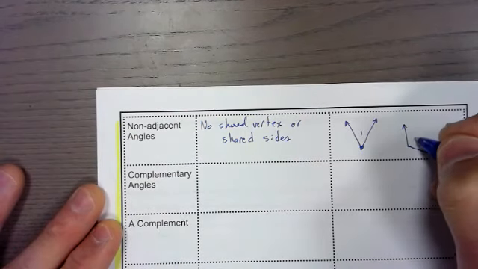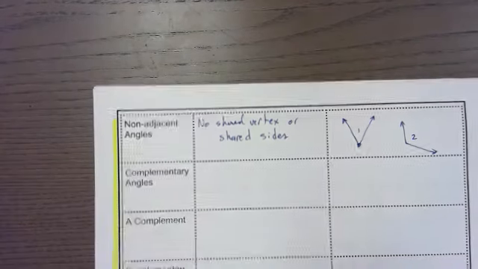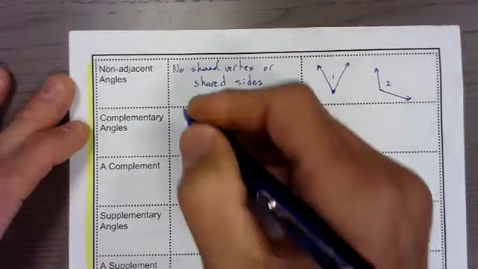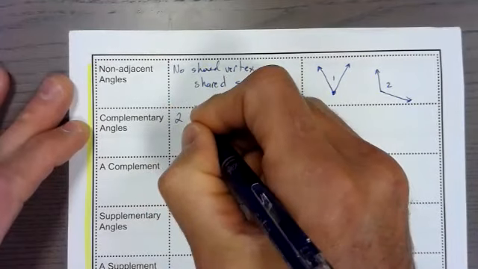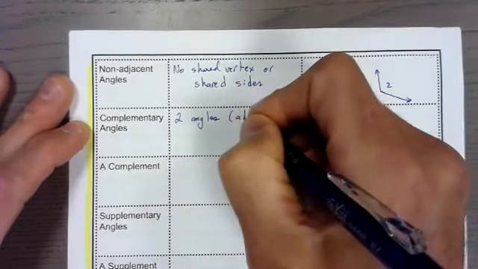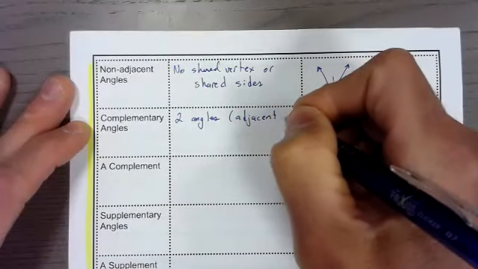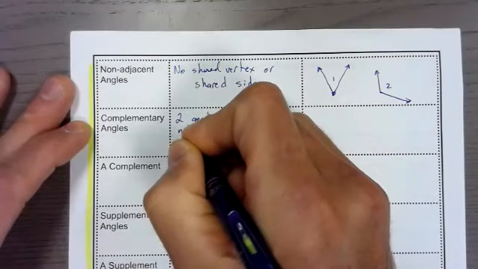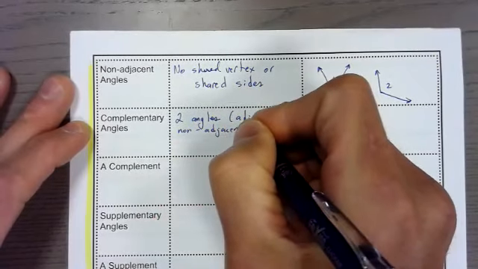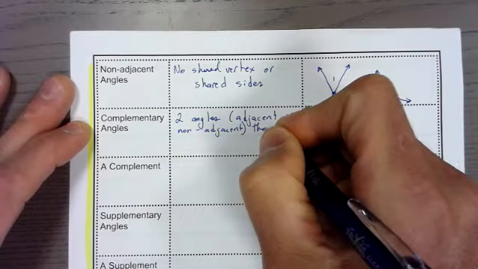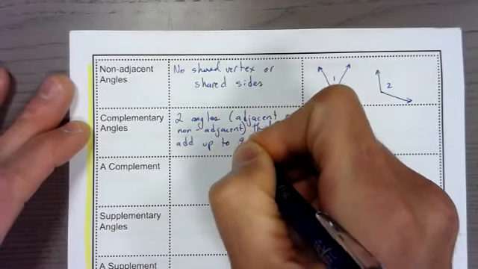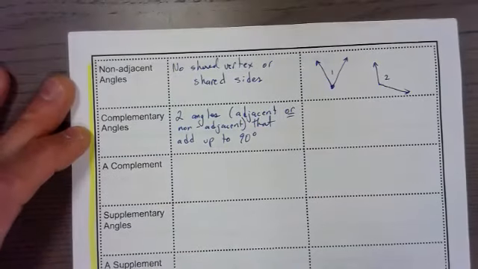So this is angle 1, this is angle 2. They're not adjacent to each other. Now, complementary angles is what I mentioned earlier. Two angles, and they can be adjacent or non-adjacent, that add up to 90 degrees.